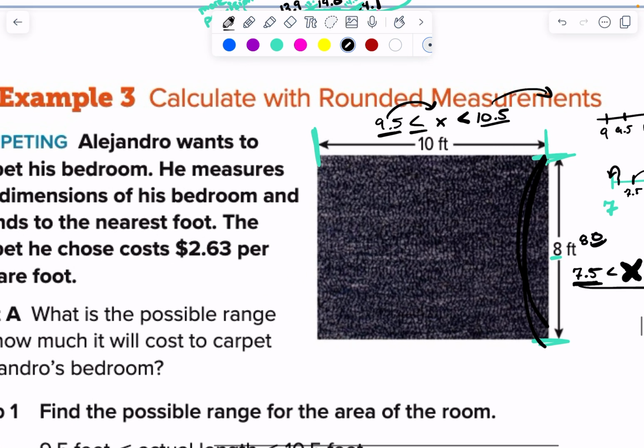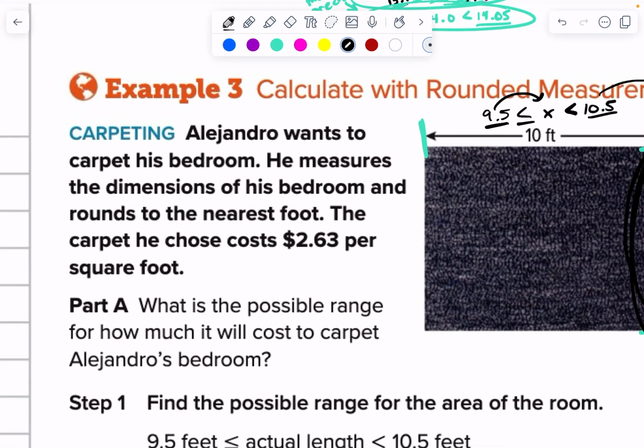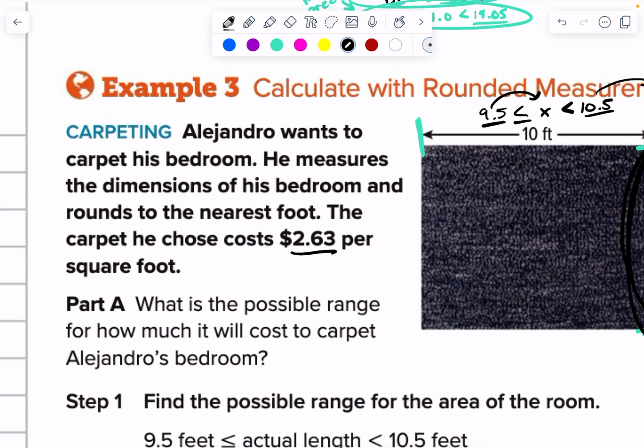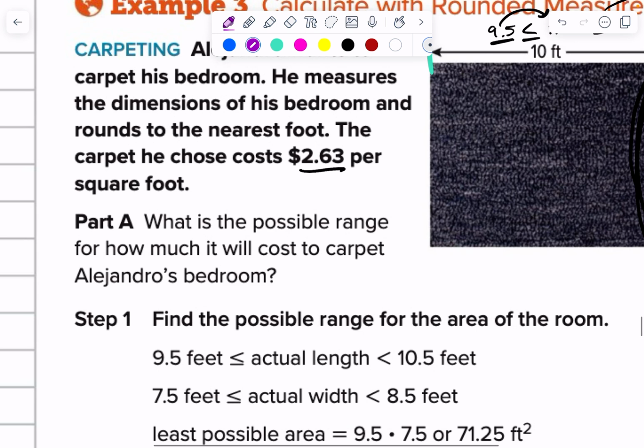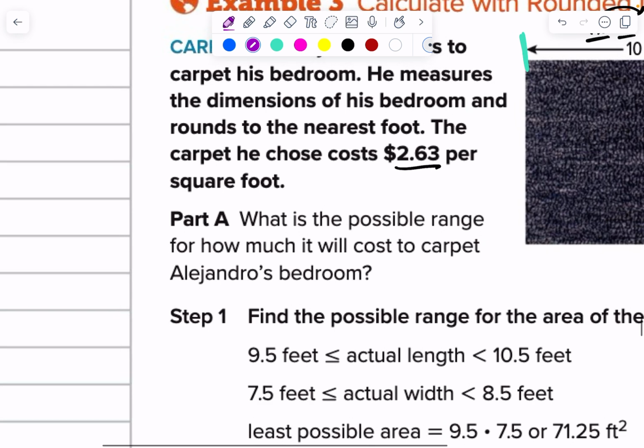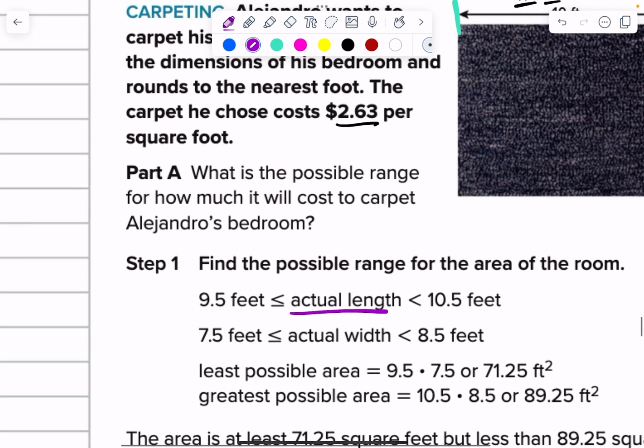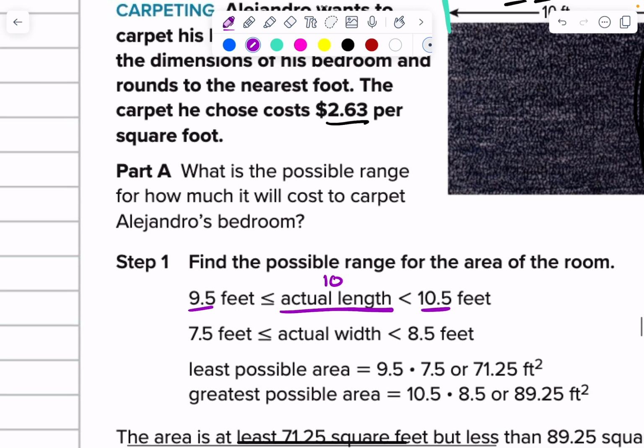Okay, let's do this. He wants the dimensions of his bedroom rounded to the nearest foot. The carpet he chooses is $2.63 per square foot. Okay, they are asking me, what is the possible range for how much carpet will cost for his bedroom? So I know that if they rounded my length to 10, that means it's anywhere between 9.5 and 10.5. If my width was 8, that means anywhere between 7.5 and 8.5.